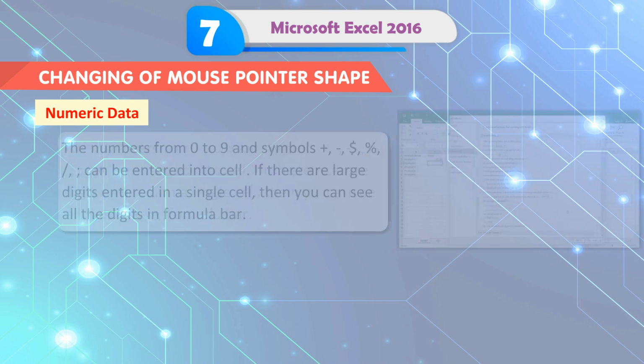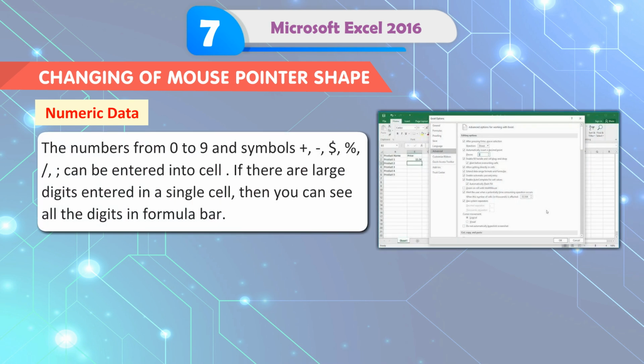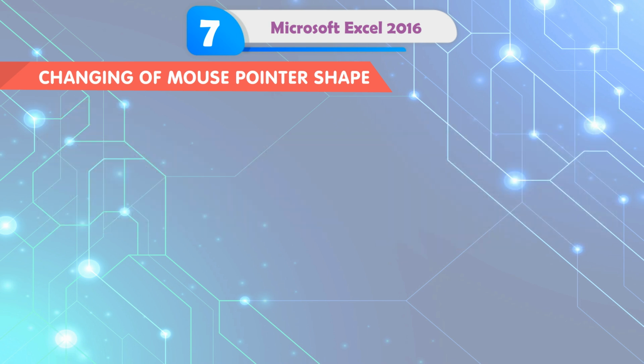Numeric data. The numbers from 0 to 9 and symbols like plus, minus, dollar, and percent can be entered into a cell. If large digits are entered in a single cell, then you can see all the digits in the formula bar.